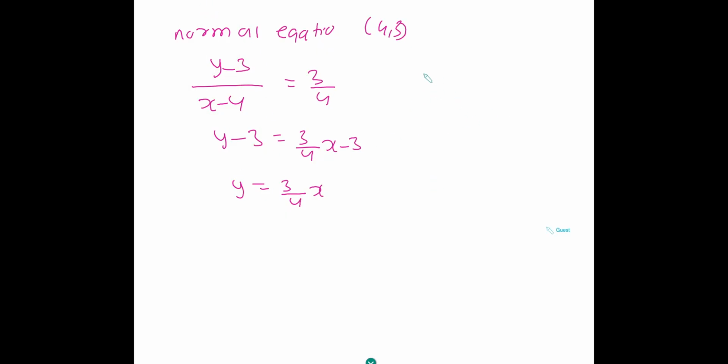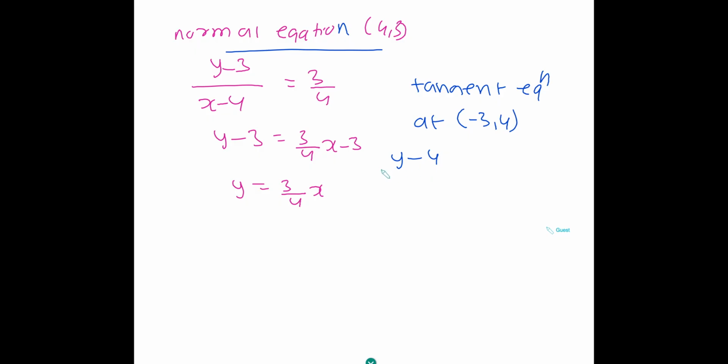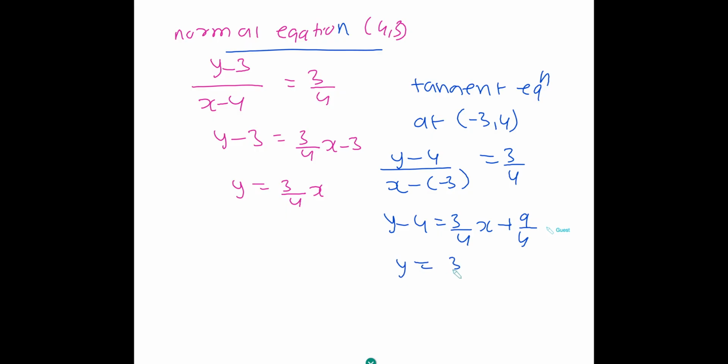the tangent equation. This was the normal equation, now the tangent one, at negative 3 comma 4. So y minus 4 equals 3 over 4 times (x minus negative 3). So y minus 4 equals 3 over 4 x plus 9 over 4. So y equals 3 over 4 x plus 25 over 4. Got it?